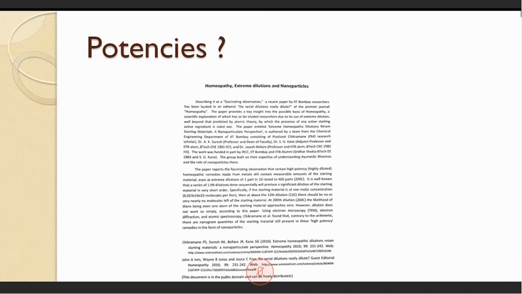And this is the document. Are you able to see it? I'm not able to enlarge it today. If somebody wants, I can send a PDF afterwards. In the second paragraph, they say the paper reports the fascinating observation that certain high potency homeopathic remedies made from metals still contain measurable amounts of starting material even at extreme dilutions. Can you see that? In the second paragraph it is there.